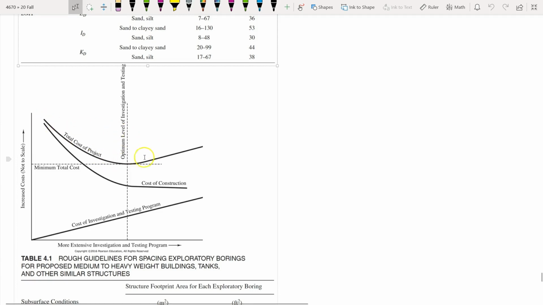So this is a very good picture to demonstrate the concept that you need just enough money to invest in geotechnical investigations. The definition of just enough, and how much is enough, will highly depend on what you're doing, and also on your geotech career. After you develop more experience, then you can answer the questions better.